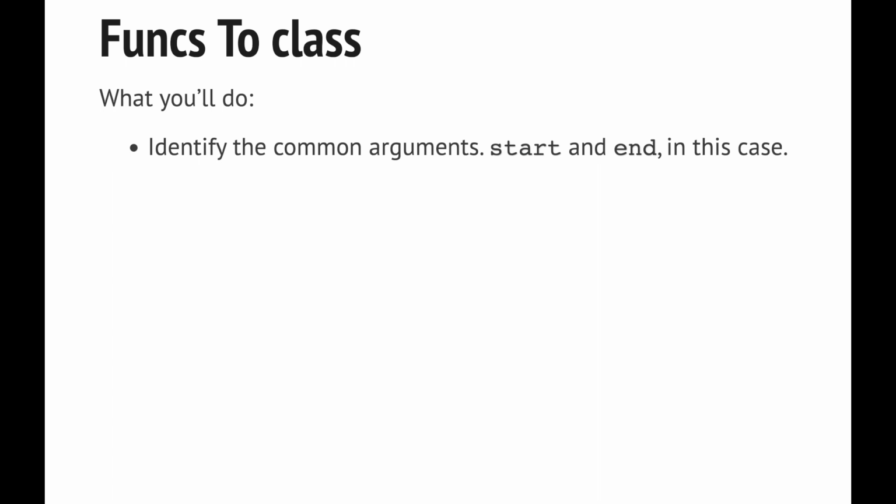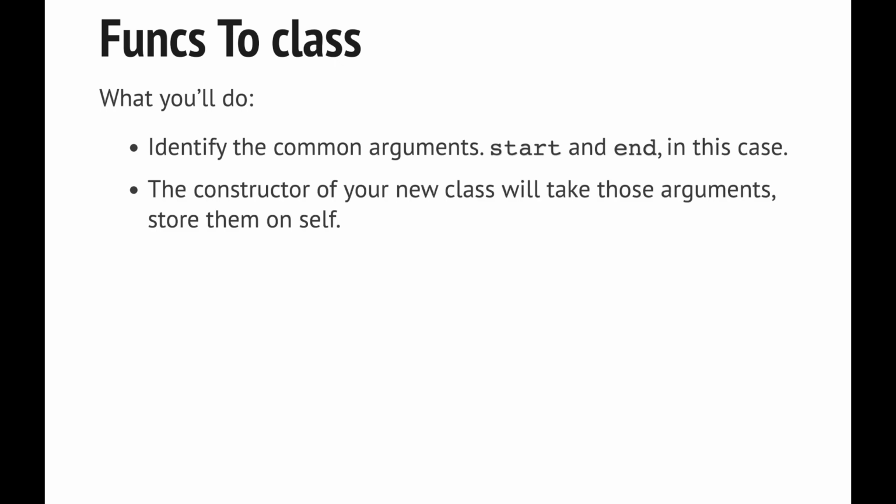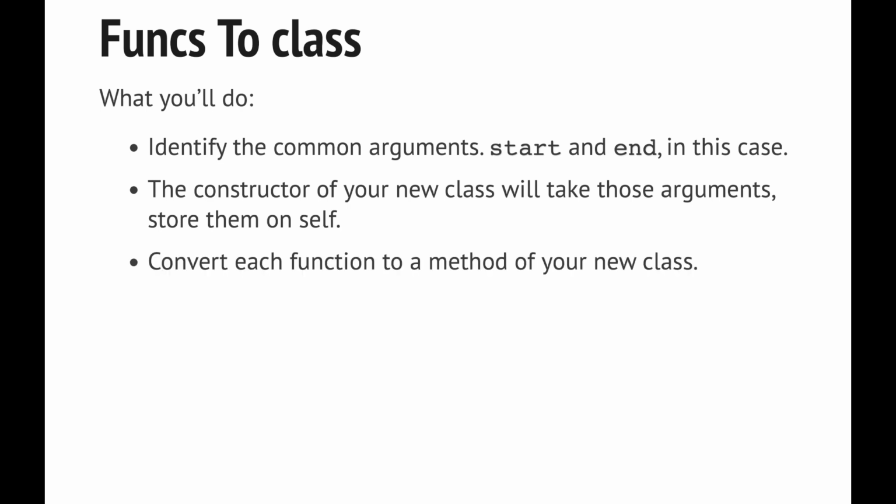Here's the procedure. First, identify the common argument, or arguments. Probably most of the time, you'll have just one, but in this case, we have 2 arguments in common, start and end. Next, you create a class and give it a constructor that takes those arguments. And in the constructor, you just store them on self. Then you go through each function, one at a time, and you just convert it to a method. I'll show you how to do that in a second. But that's it. Once you've done this, you have a rock-solid class that you can immediately start building on.